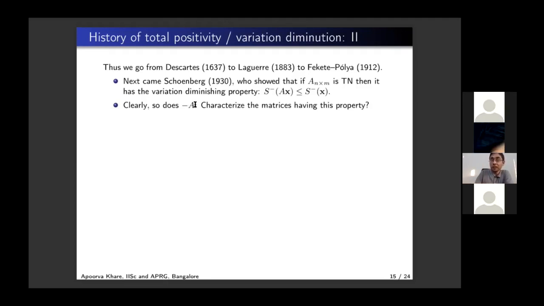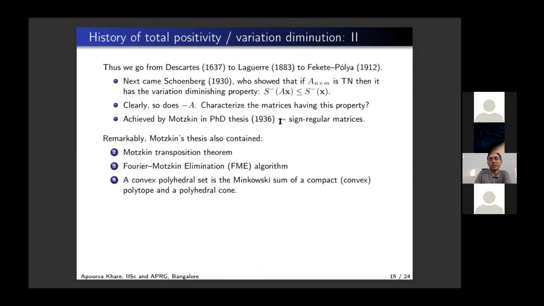But clearly minus A doesn't even have non-negative 1 by 1 entries. It can have negative 1 by 1 entries if A has non-negative 1 by 1 entries. So what other matrices also satisfy the variation diminishing property? Because clearly it's not just the totally non-negative matrices. This characterization was carried out just 6 years after Schoenberg by Theodor Motzkin in his PhD thesis. This turns out to be the sign regular matrices, which is that for every size r, all the r by r determinants are of a particular sign, either non-negative or non-positive.